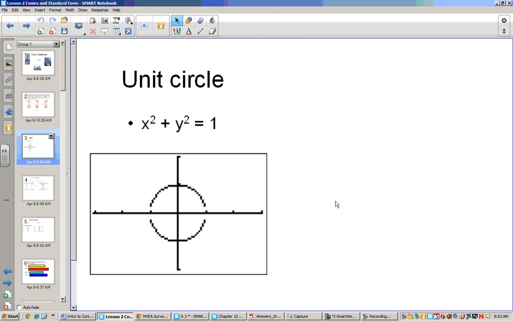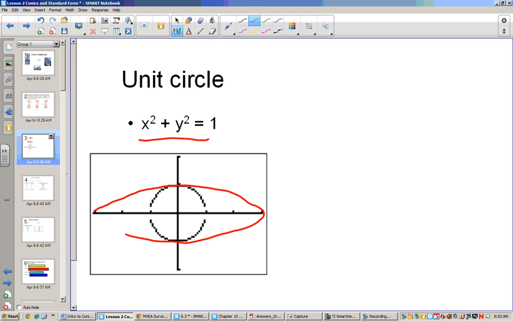Now we'll start with the unit circle. We should all know what the unit circle is. It's a circle with a radius of 1. Its equation is just x squared plus y squared equals 1. Now if I stretch this out horizontally, say like this, it looks more like a football than an ellipse, but forgive my drawing. But that would be an ellipse because I stretch one side longer than the other side.